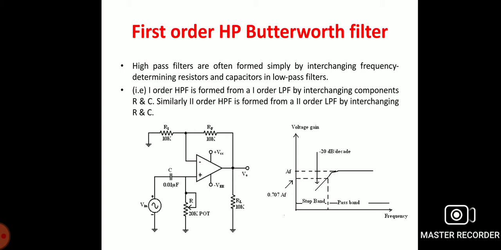Now we can move to the first order high pass Butterworth filter. High pass filters are often formed simply by interchanging the frequency determining resistance and capacitance in the low pass filter. Therefore, the first order high pass filter is formed from a first order low pass filter by interchanging the resistance and capacitance components. Similarly, the second order high pass filter is formed from a second order low pass filter by interchanging the resistance and capacitance.